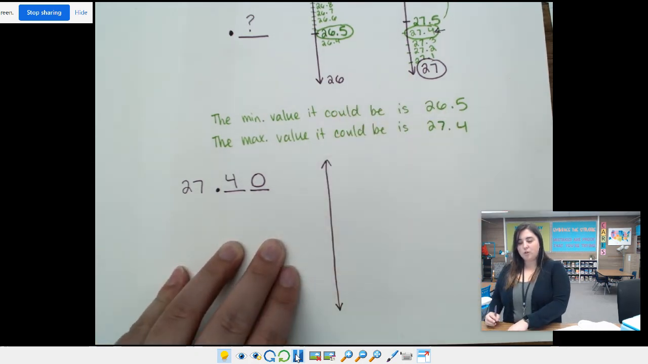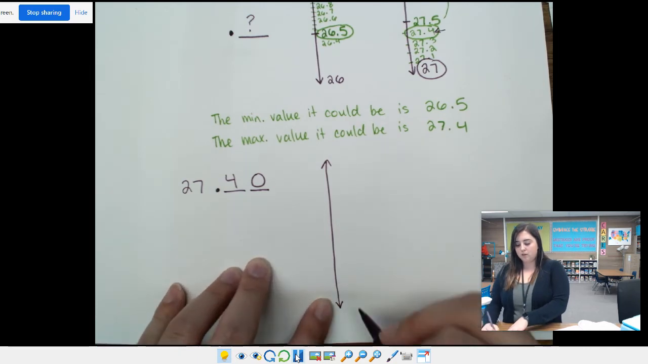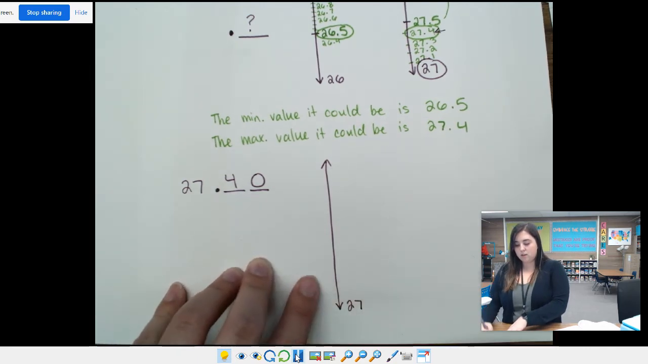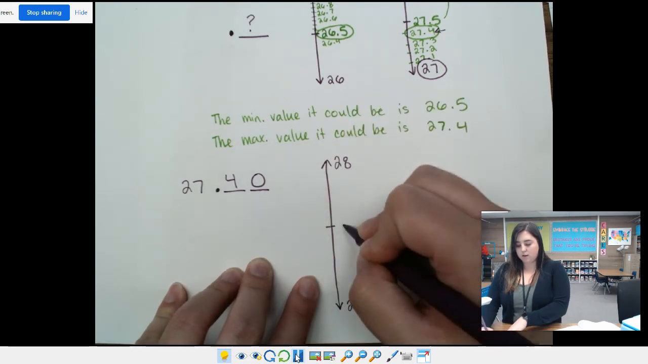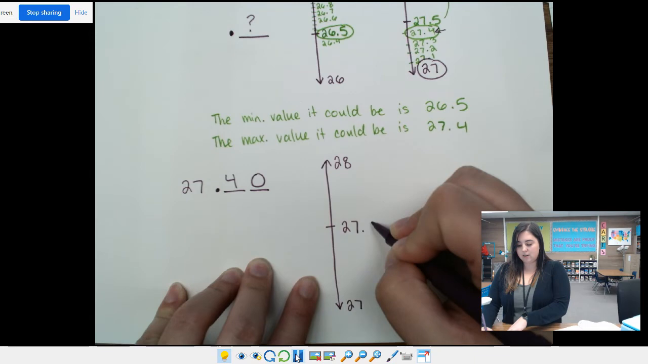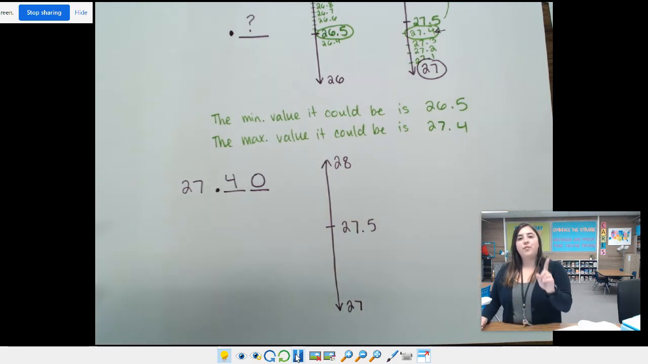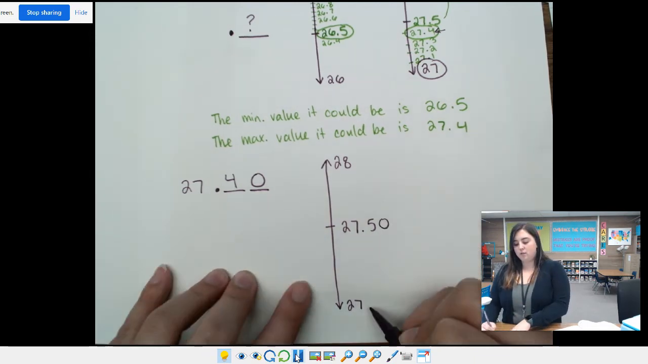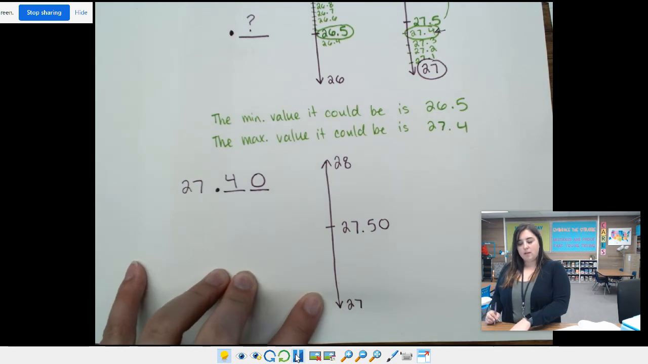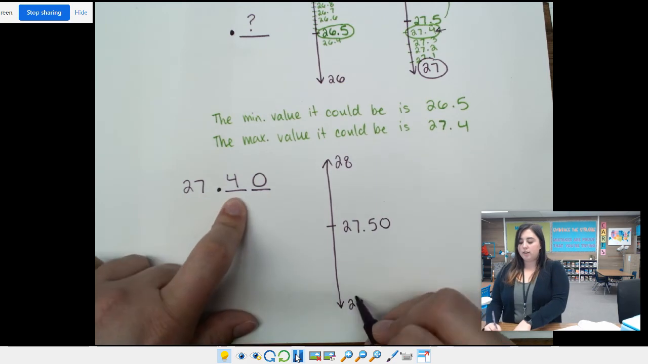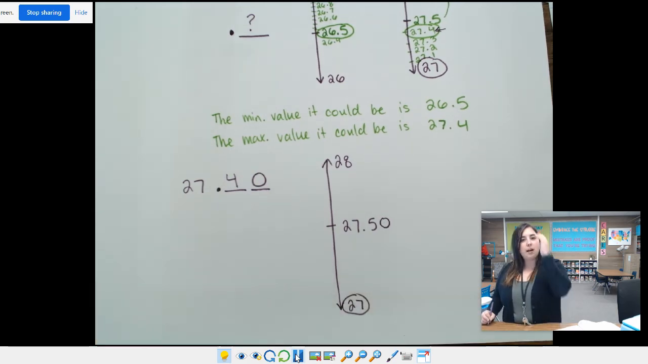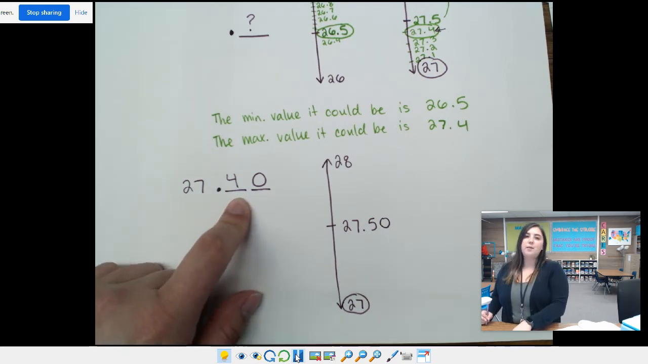If it helps you, I'm going to do a little number line here. Here's 27. Here's 28. My midpoint is still 27.5. For this sake, I'm going to add a 0. Think. Is there anything larger than this that would still round down to 27? Why don't you pause, see what you can do, figure out is there anything larger, and then come back to check your work.